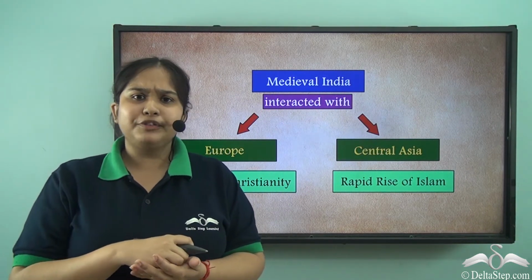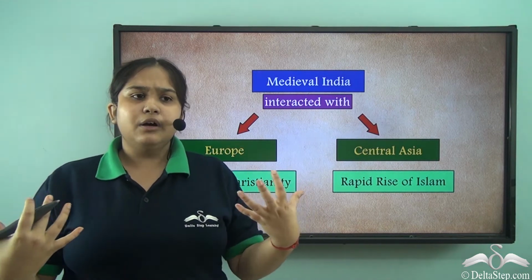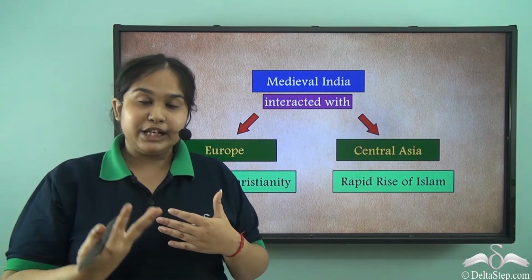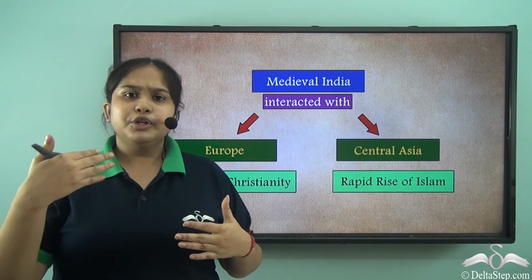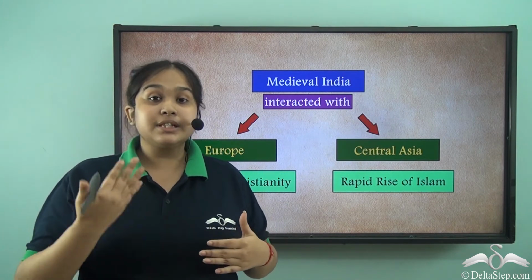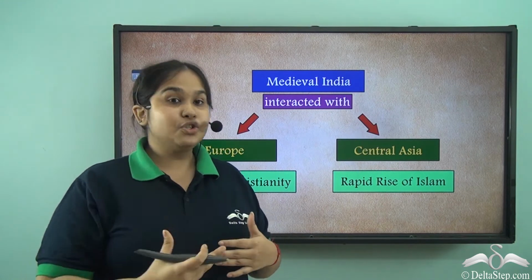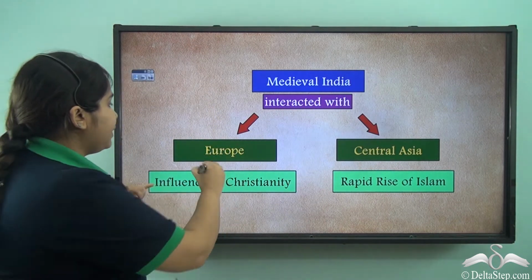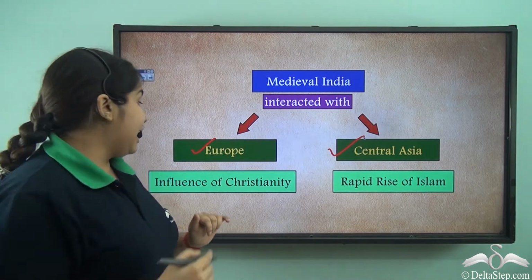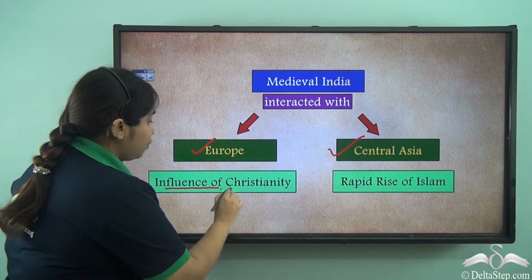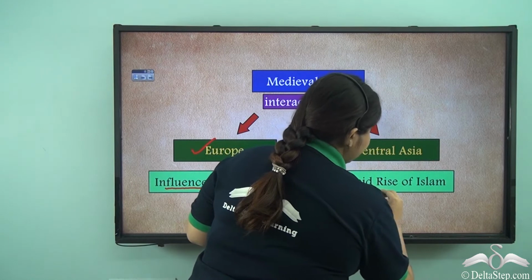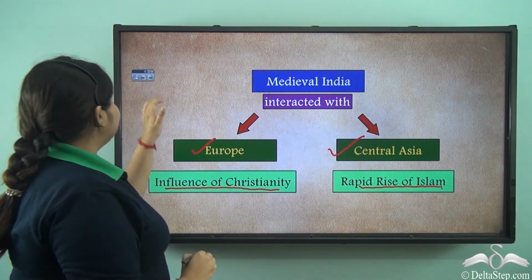Till the ancient point of time, India was very closed into its own border. But with the explorations and various people coming to the shores of India for trade and religious conversions, India opened its doors and it interacted with Europe as well as Central Asia. Now, during that point of time, Europe already was influenced by a new religion called Christianity, whereas Central Asia saw the rise of Islam.